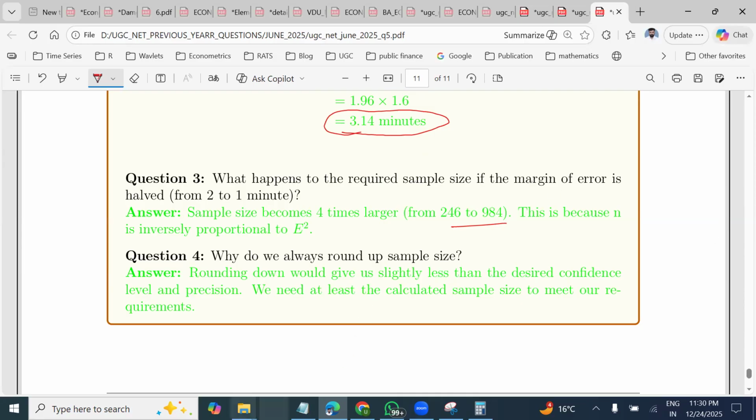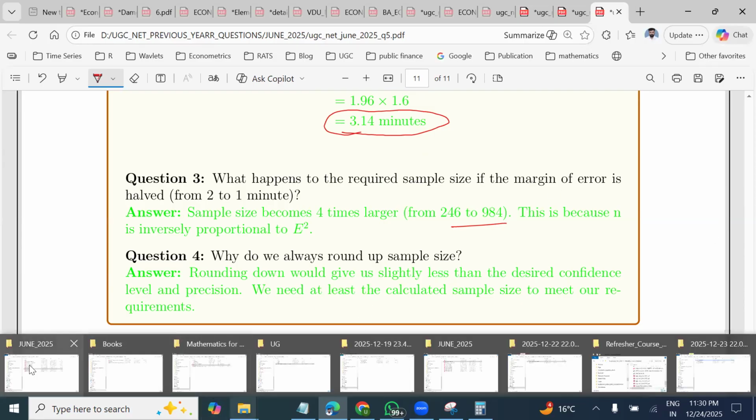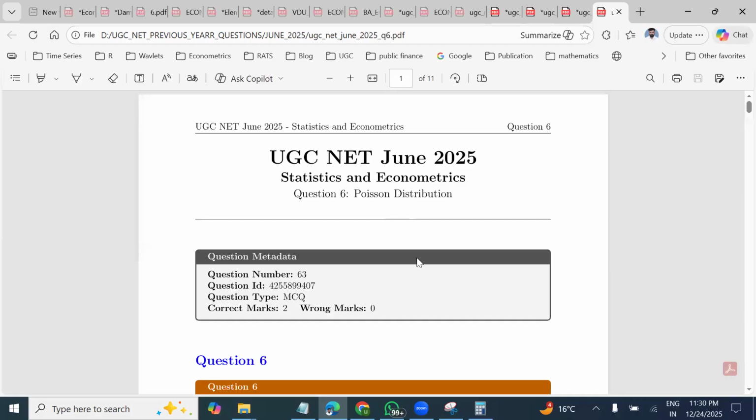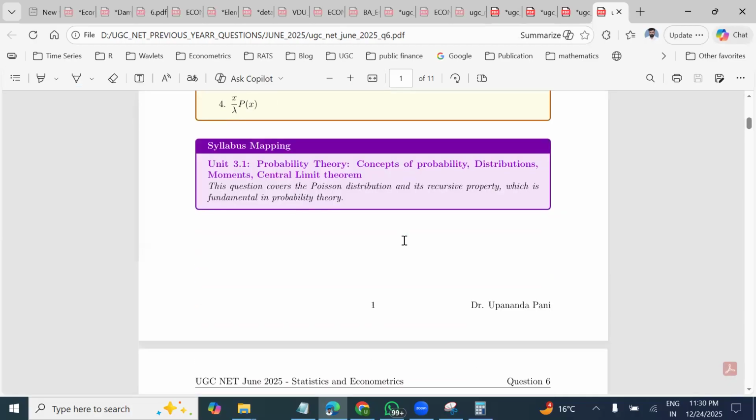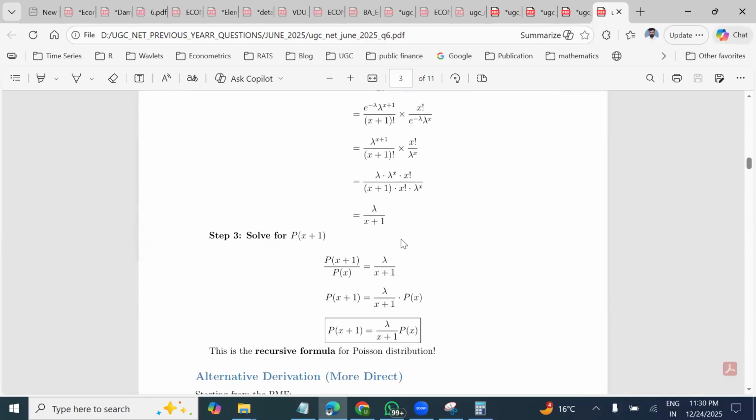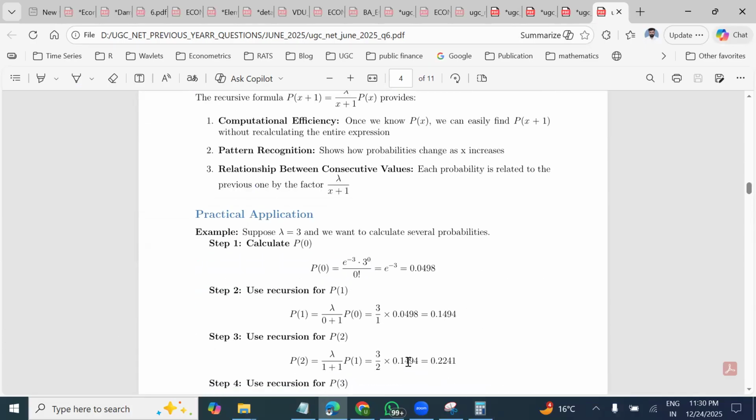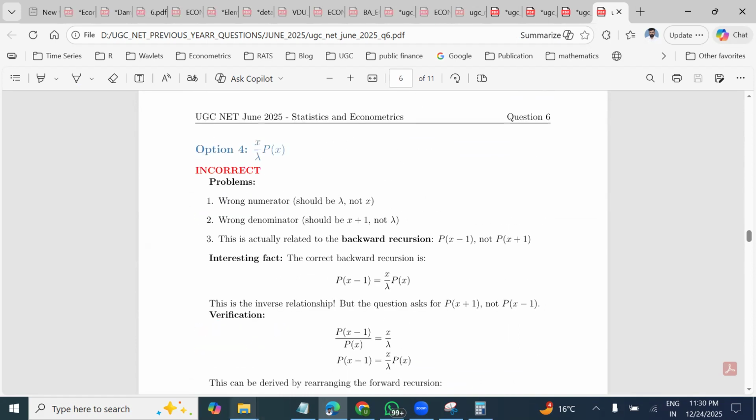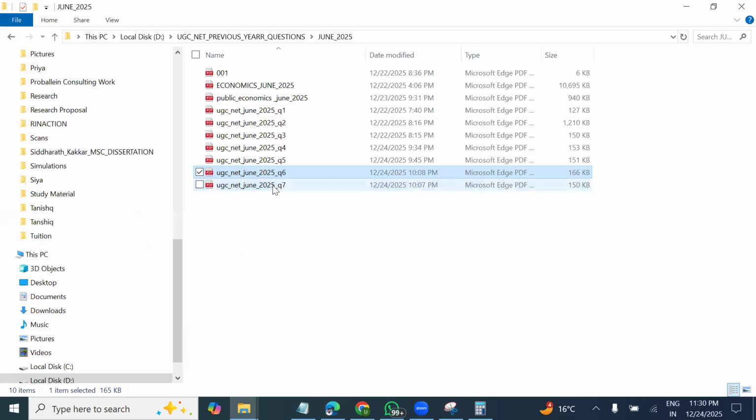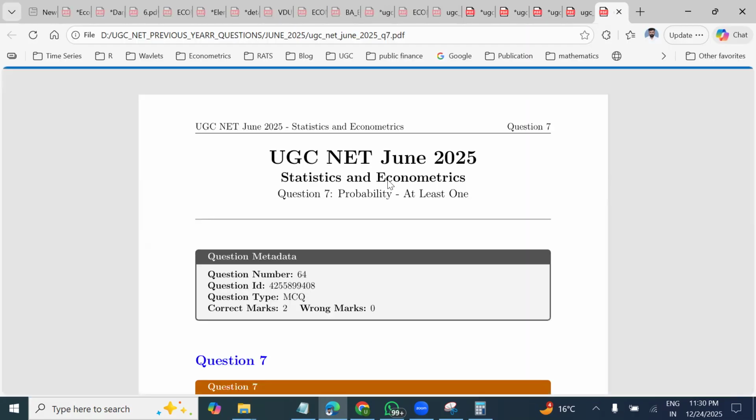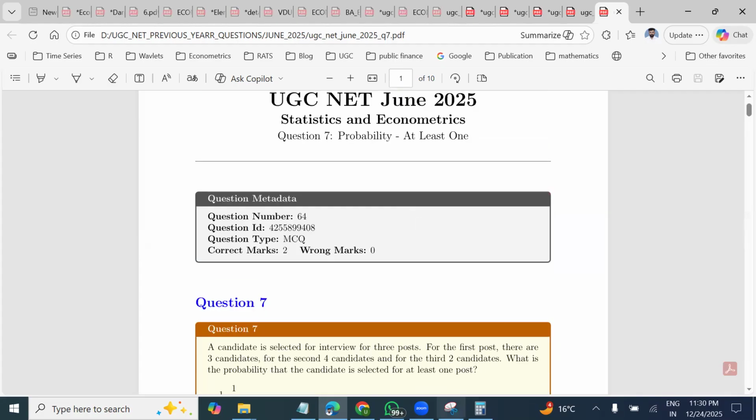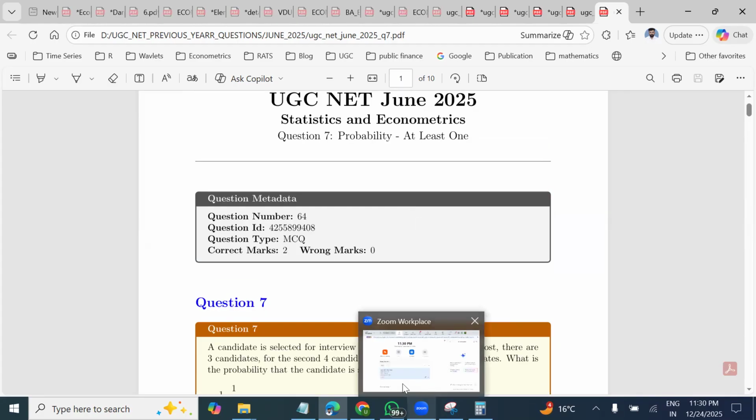Okay? Shall we proceed to the next question, or we will do it tomorrow? Question number 6 and 7. Question number 6 is the difficult one, so it will take a little time. Poisson distribution. Sangeeta? Question number 6 is this. Tomorrow, sir. Okay. Or then we'll do question number 7. Okay. Not a problem.